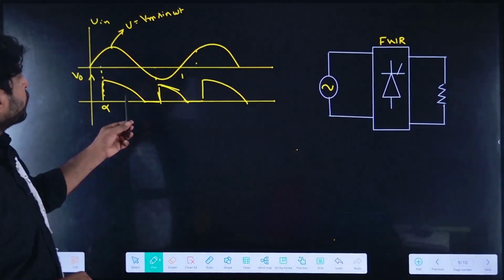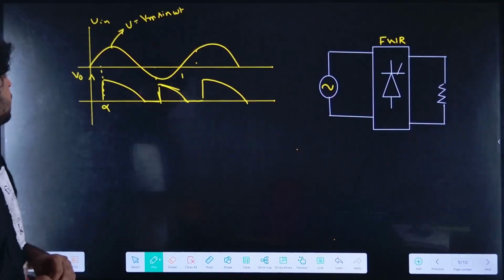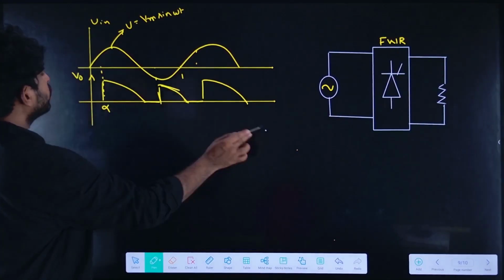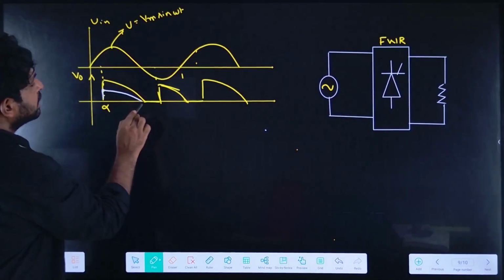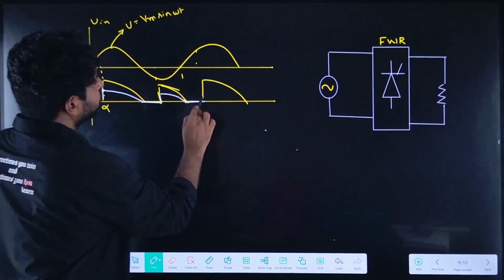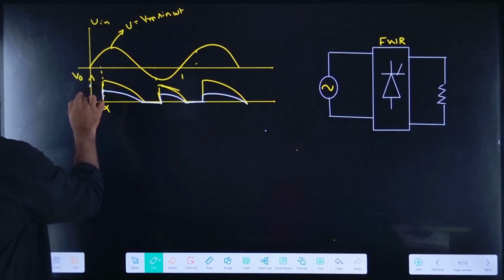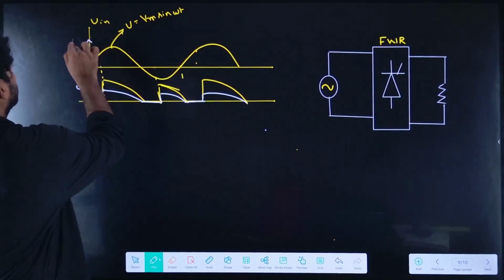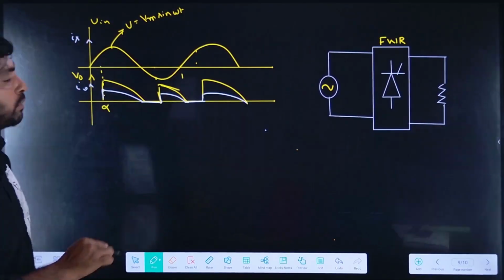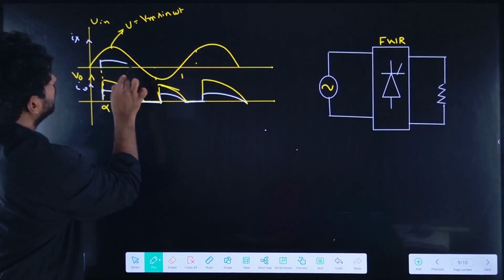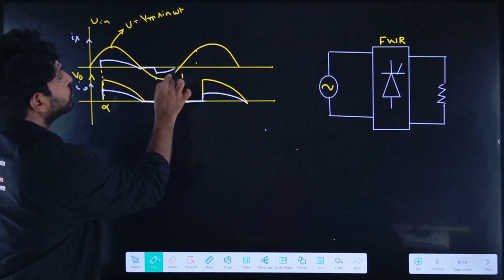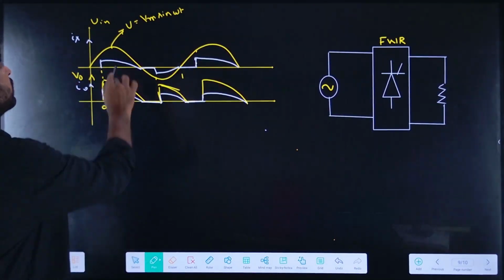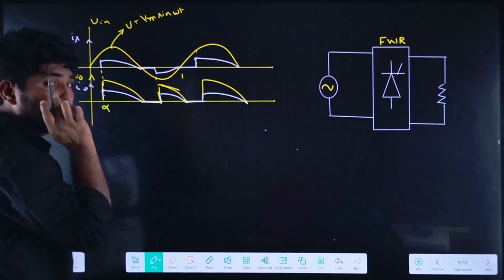Now I have the output voltage and the input current. If I find the output current, it would be like this, in white color. Now if I draw the source current, which is very important, observe it. The source current will be like this. Now this is the source voltage and the source current.